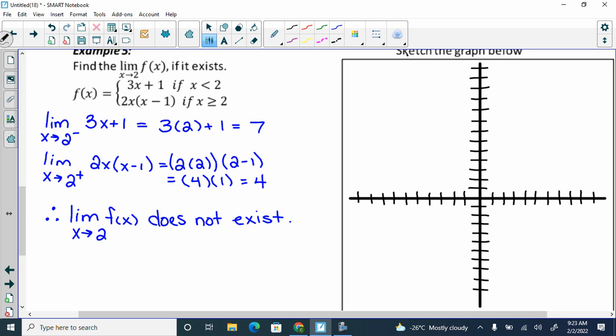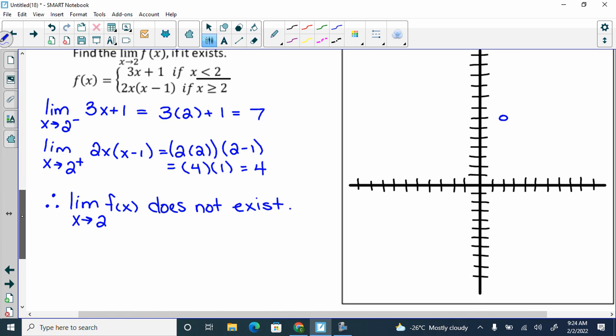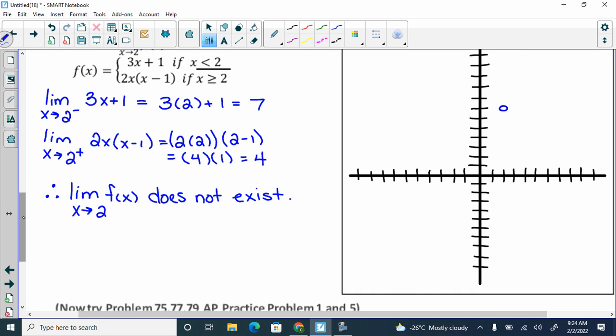Is it open or closed? It's open because there's no equal to 7. So at 2 and 7, I have an open dot. Now that equation, the 3x plus 1, works for anything to the left of 2, correct? So now I can fill in any values I want, but they have to be on the left of 2. So I can fill in 1, right? So if I find f of 1, I'm going to get 3 times 1 plus 1, which is 4. So now I have 1 and 4, and it's a closed dot.